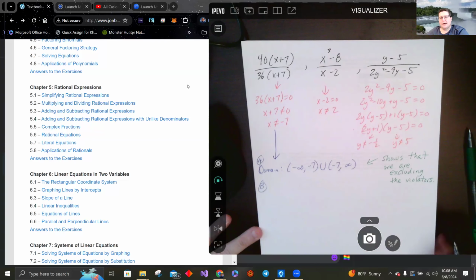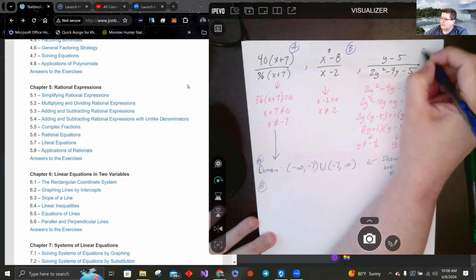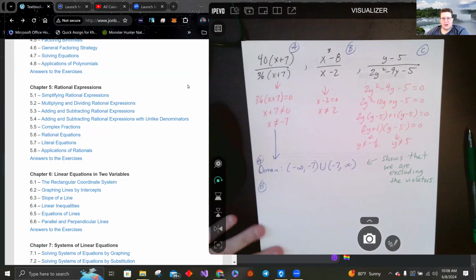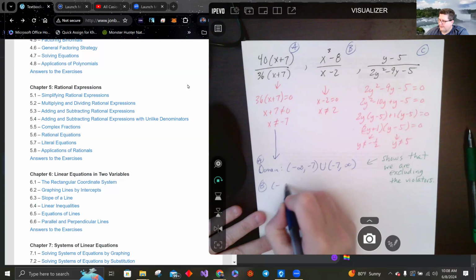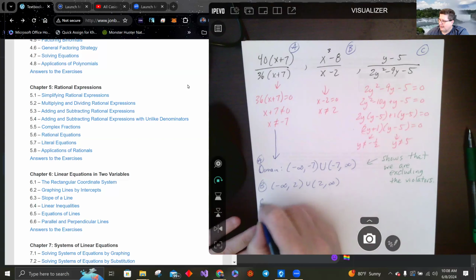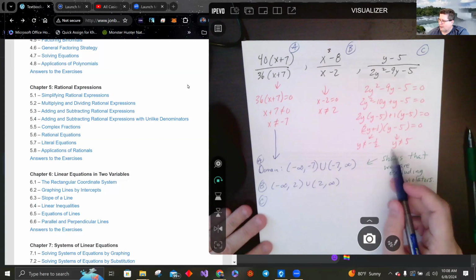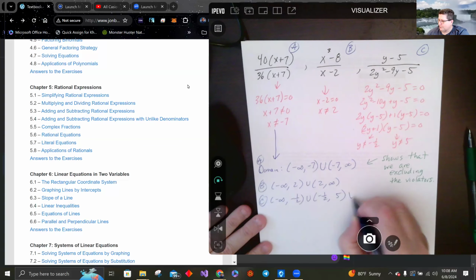Why don't you try to show the domains for problem B and problem C? I guess I didn't label them. A, B, and C. Pause it and try to show what the domain would be in interval notation. All right. So if you did, you should get negative infinity to 2 in union with 2 to infinity for B. And in C, we can't include negative 1/2 or 5. So we're going to go negative infinity to negative 1/2 in union with negative 1/2 to 5 in union with 5 to infinity.